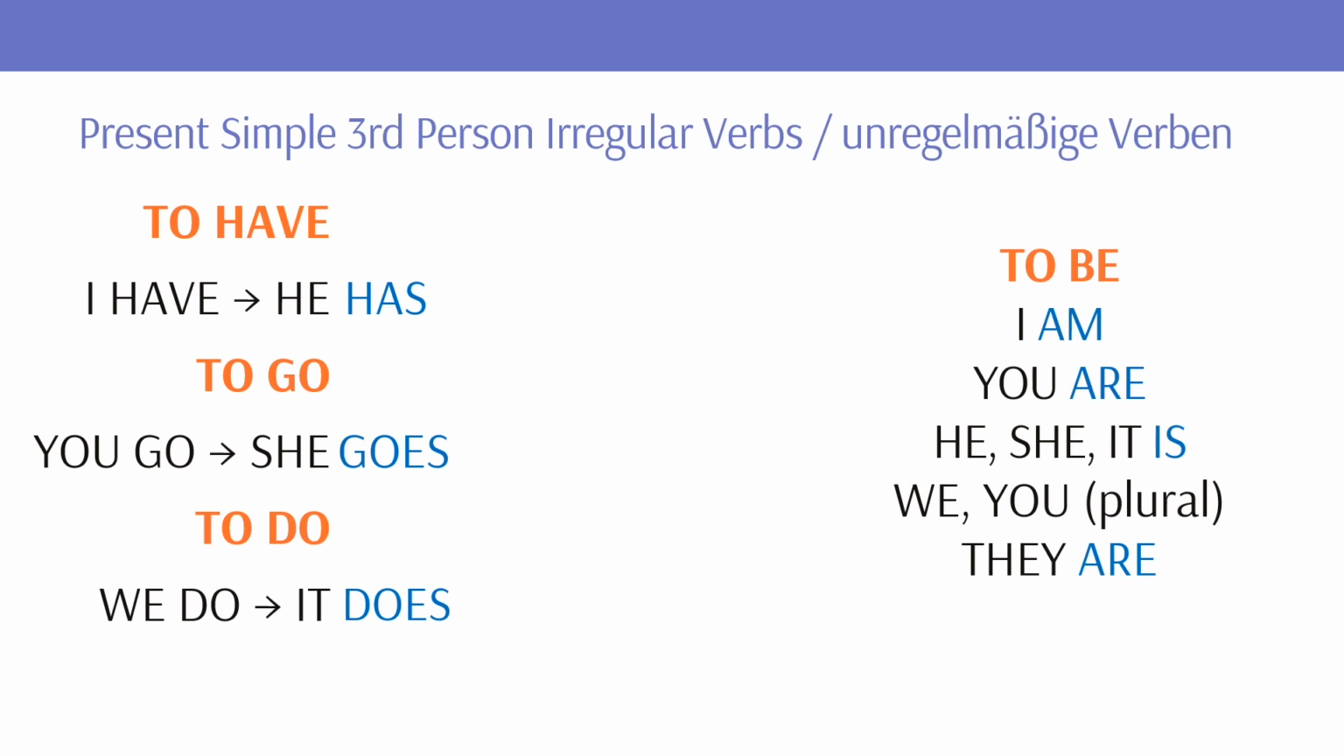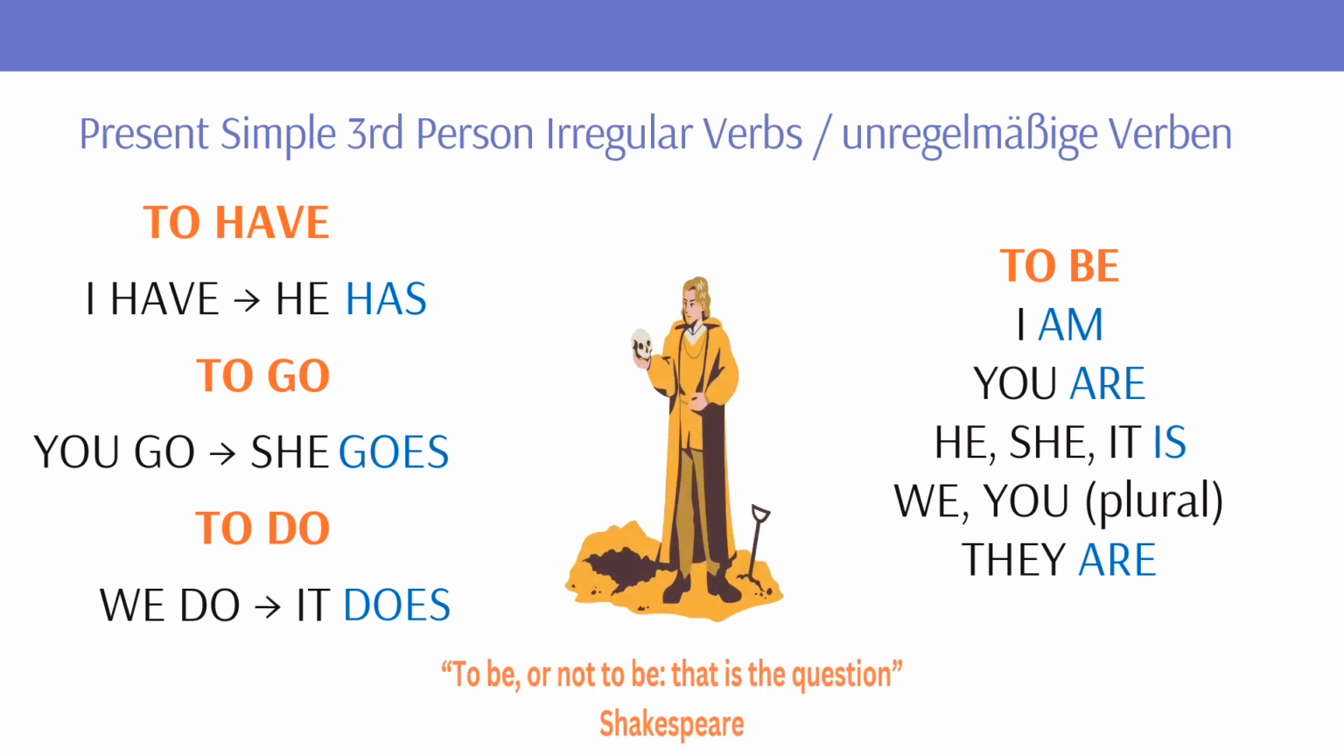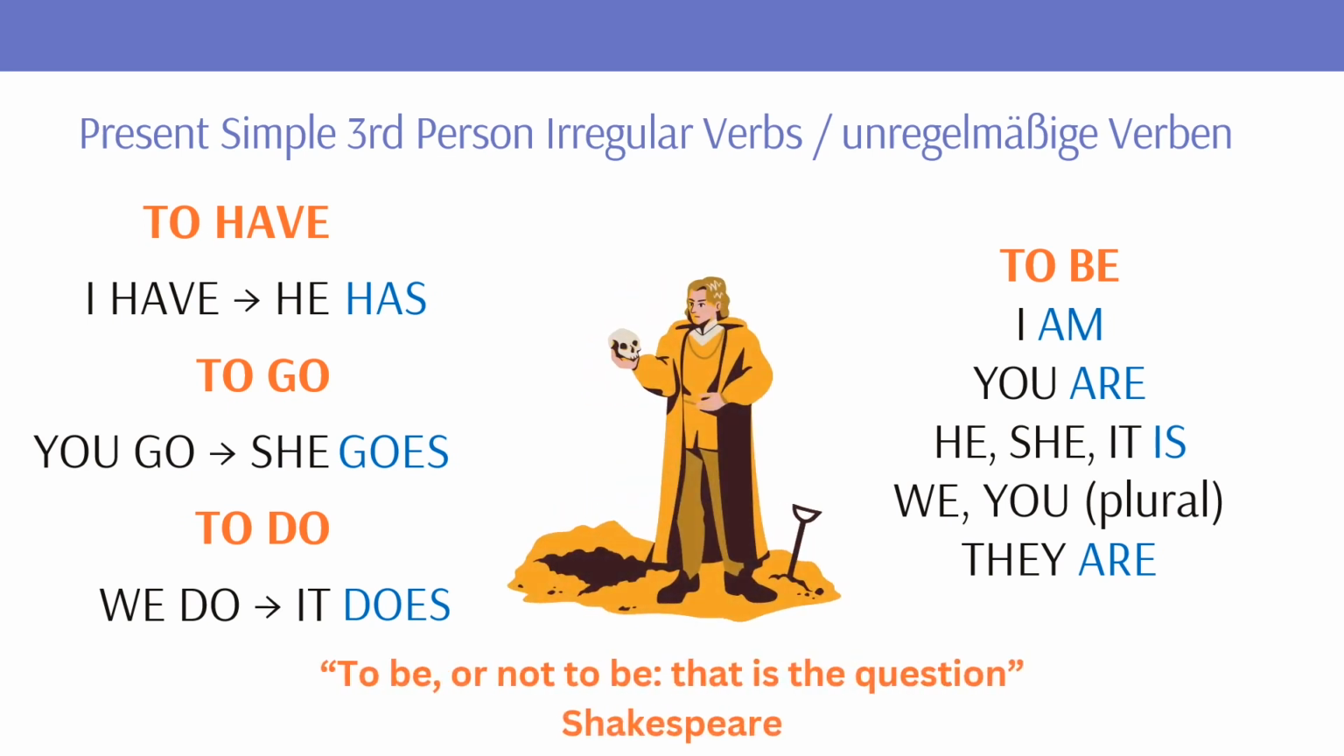To be. Sein. One of the most important verbs in the English language. Ein sehr wichtiges Verb der englischen Sprache. I am. You are. He, she, it is. We, you and they are. Sein oder nicht sein, das ist die Frage. To be or not to be, that is the question.